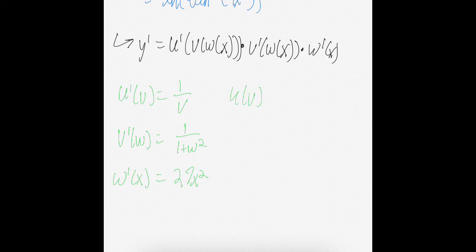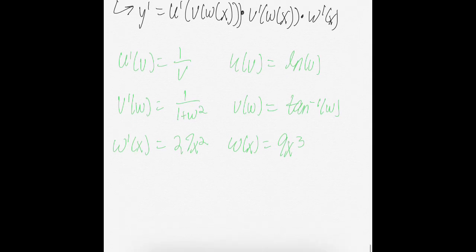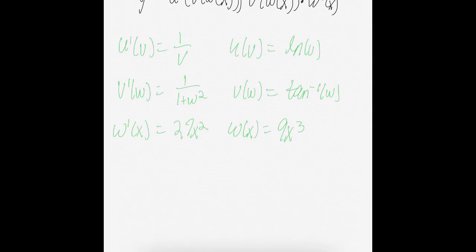Okay, let's go ahead and copy down my functions as well, because we're going to forget about them otherwise, and we're going to have to keep scrolling up. So u of v was ln of v. v of w was tan inverse of w. And w of x was 9x cubed.